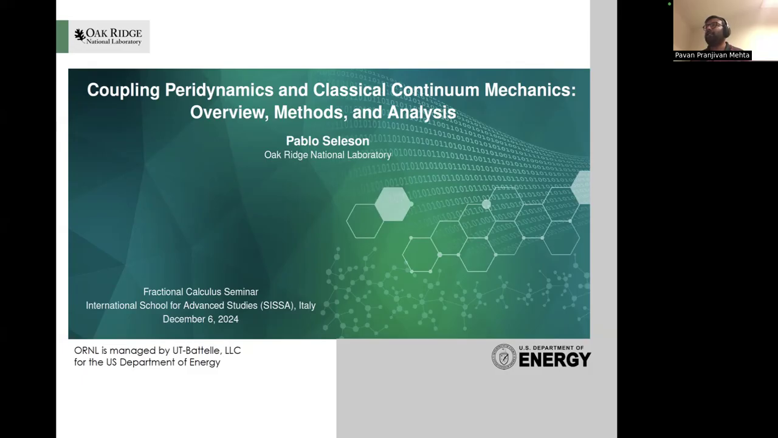After graduation, he joined the Institute for Computational Engineering and Sciences at the University of Texas at Austin as an ICES postdoctoral fellow under the supervision of Professor J. Tinsley Oden, where he also worked in close collaboration with the Computer Science Research Institute at Sandia National Laboratories. Dr. Seleson's research focuses on multi-scale materials modeling and on mathematical and computational analysis of peridynamics and related non-local models with applications to computational fracture modeling.